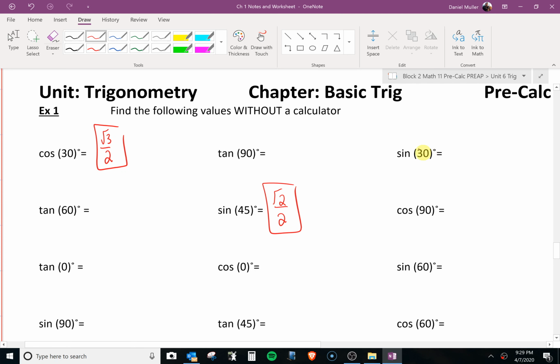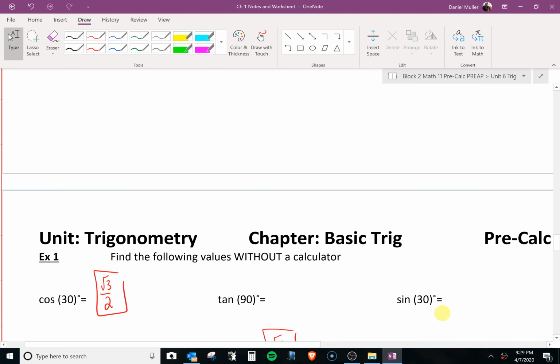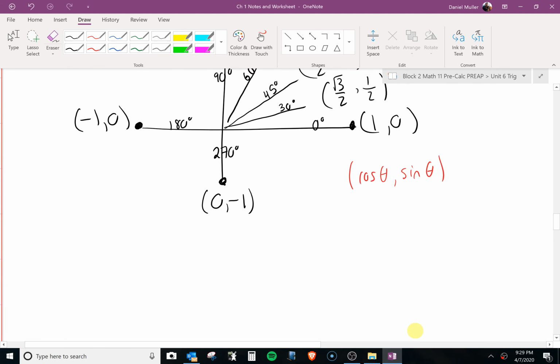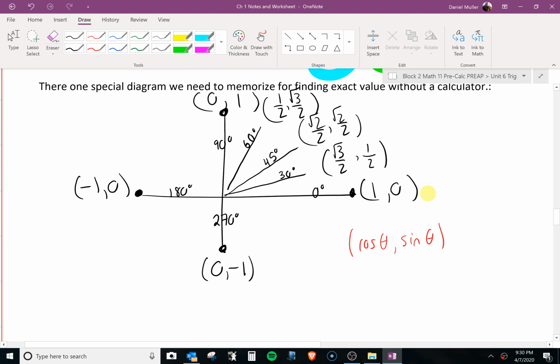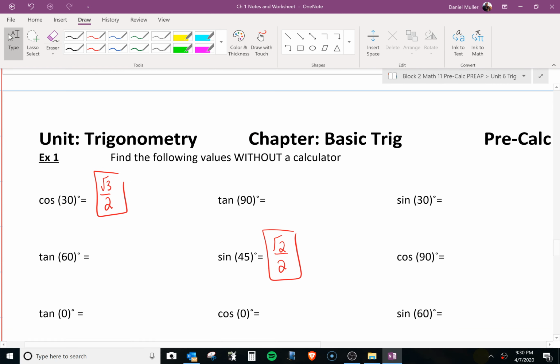Now let's look at this one. I'll do sine of 30 and cos 90. First sine of 30. Here's 30 right here. Sine is on the right, so it's a half. So sine of 30 is a half. And cos of 90, here's 90. Cos on the left, 0. So I have sine of 30, which is a half, and cos of 90, which is 0. All you have to do is look at the chart.